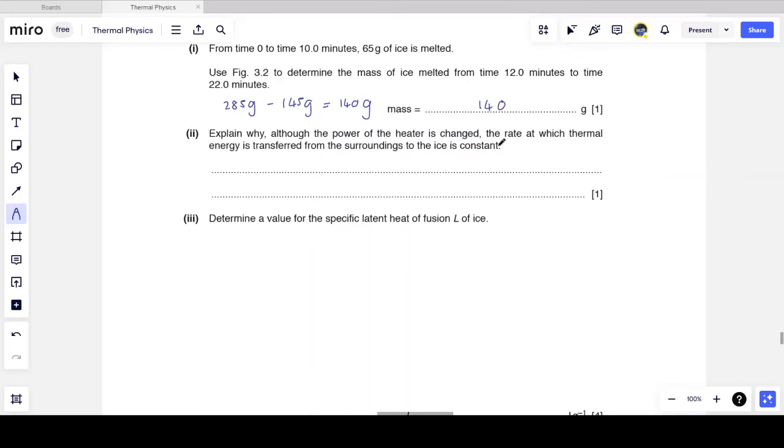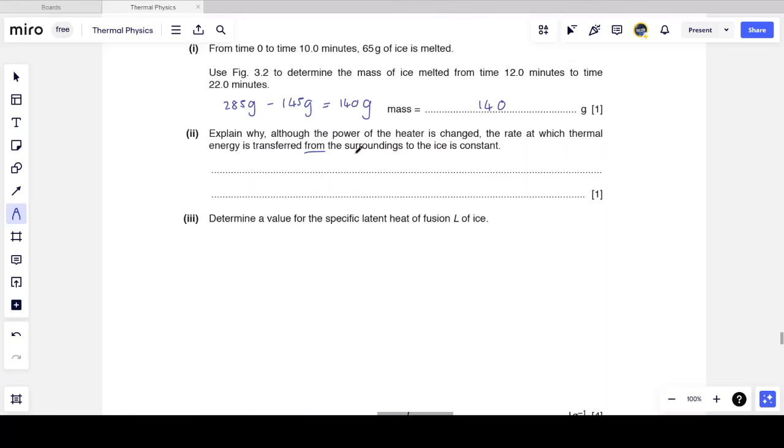We're then told to explain why, although the power of the heater has changed, the rate at which thermal energy is transferred from the surroundings to the ice is constant. The one difference to the previous question is that there, the heat from the heater was going to boil the water, and then some of that heat was being lost to the surroundings. In this case, the surroundings are warmer than the ice. So we assume the surroundings are at room temperature.